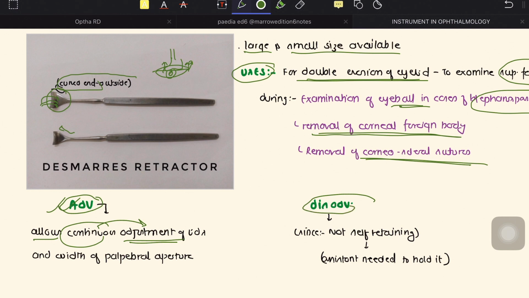But there is a disadvantage that it is not self-retaining. So you need an assistant to hold it. So at least two people are required for this procedure. Right? So the disadvantage is that it is not self-retaining, and an assistant is needed to hold it.